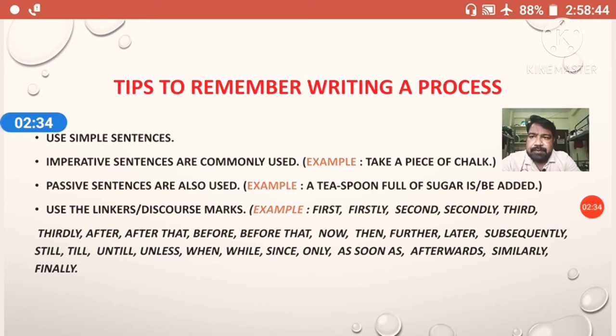Let us know point to point. Use simple sentences. While writing a process, you have to use simple sentences. Then you have to use imperative sentences. Fine. Imperative sentences are commonly used in describing a process. For example, imperative sentences are like this: take a piece of chalk, close the door, bring some water, add some salt. In such a way, we can use imperative sentences in describing a process.